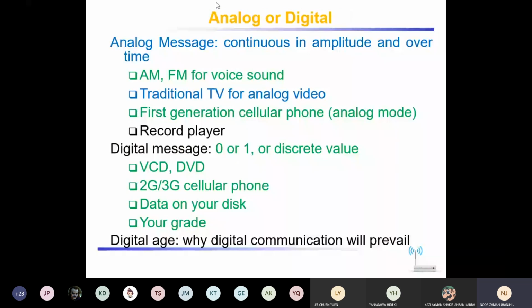Now, further, the analog message varies continuously in amplitude over time. That's what we just discussed. Examples are AM, FM, voice radio, traditional TV, analog video, and our first generation cell phones. I hope you are aware of that. The cell phone we are using now is 5G. We call them 4G, 5G, 3G and 2G. GSM started in 2G, and GSM stands for Global System for Mobile. But our first generation of mobile was analog.